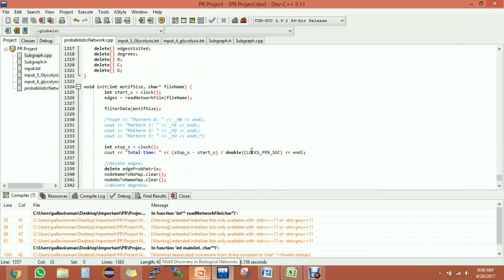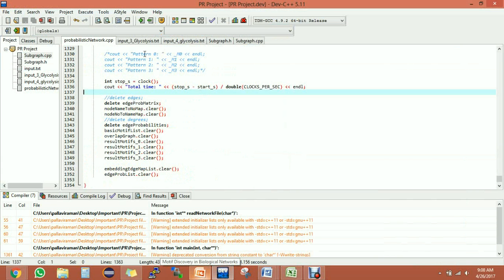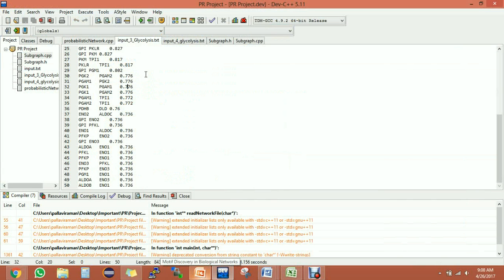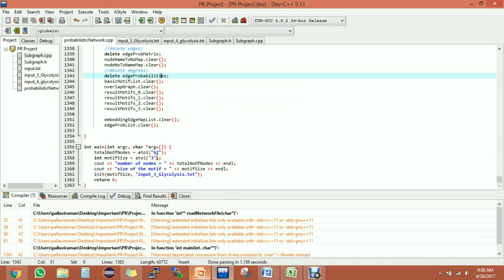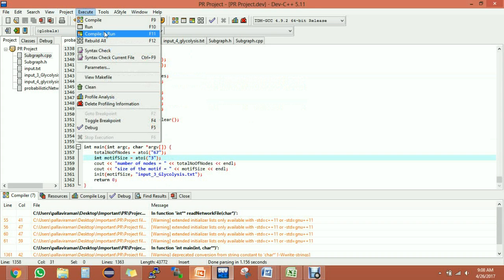Well, coming to the execution, this is the graph, this is the data. This is basically graph information with a set of edges and the probability corresponding to these edges. So I have given the motif size as 3, and let's see what the output will be.